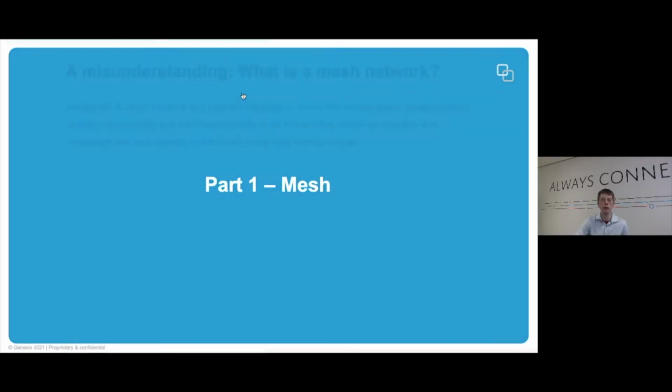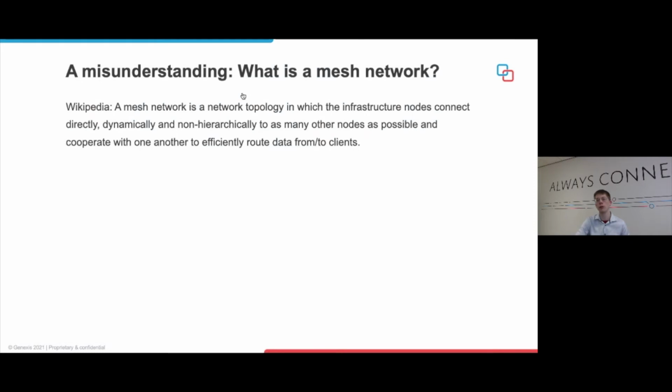Mesh is actually a somewhat surprisingly complicated concept. So first, it's good to understand what a mesh network actually is. And if we don't know what something is, or we're curious about the definition, one of the common sources these days is to go to Wikipedia and have a look at what it says. And Wikipedia has a definition, and it says, a mesh network is a network topology in which the infrastructure nodes connect directly, dynamically, and non-hierarchically to as many other nodes as possible and cooperate with one another to efficiently route data from and to clients.